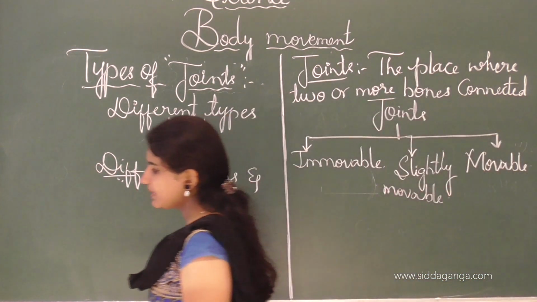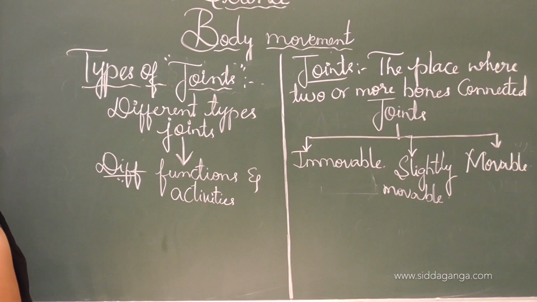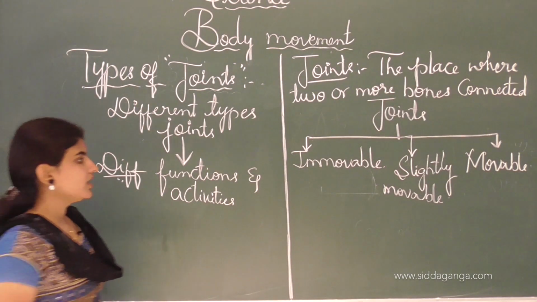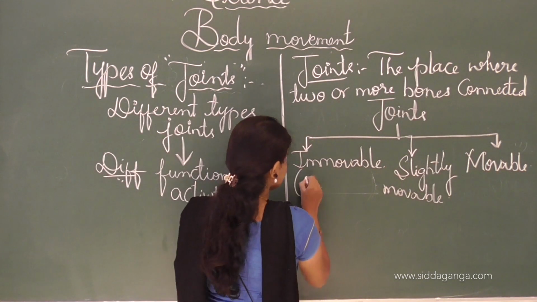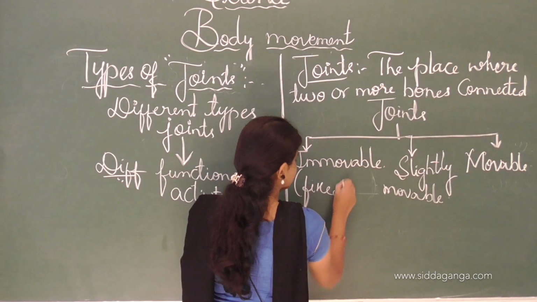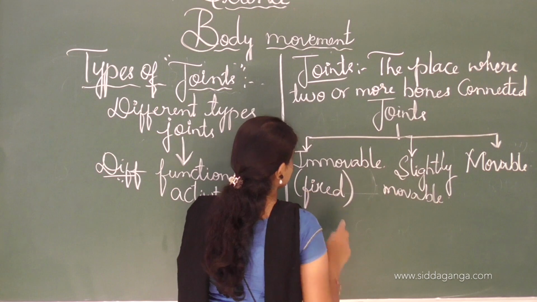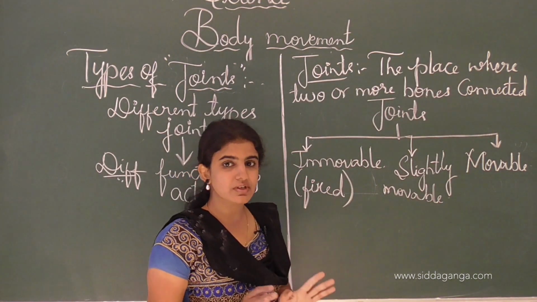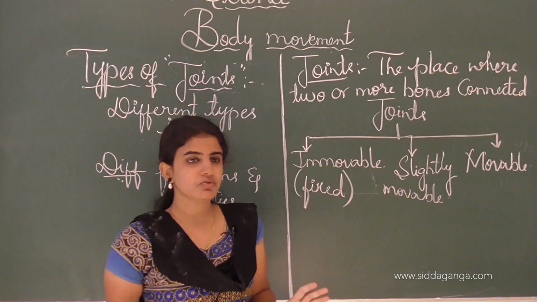Say, joints can be classified into three main types. The first one is the immovable joints. It is also called a fixed joint. It can't move at all, so the name itself indicates that immovable means it is fixed, and here no movements take place.